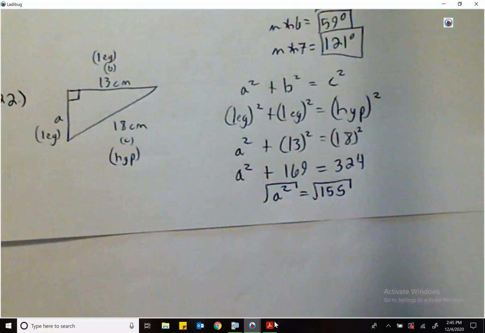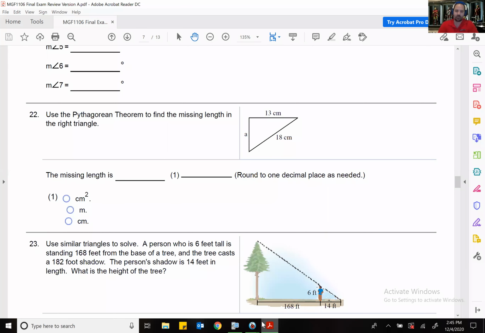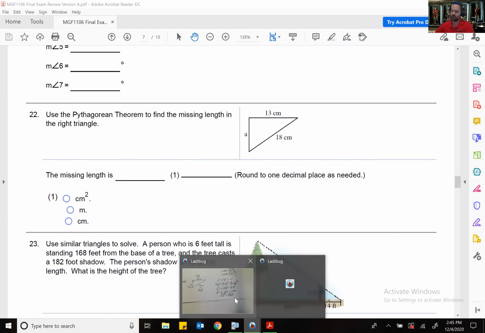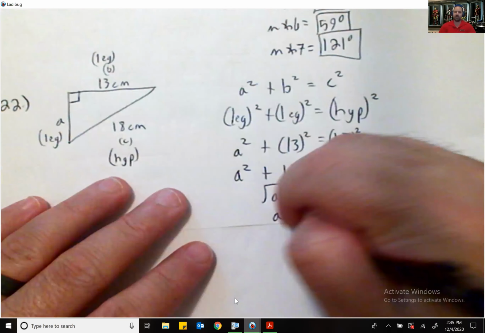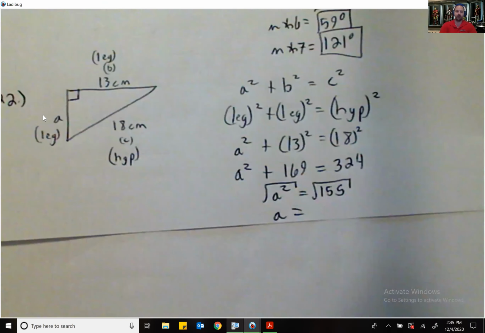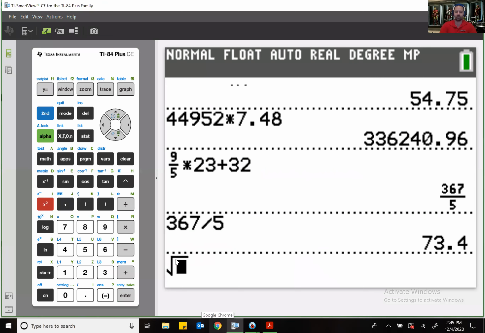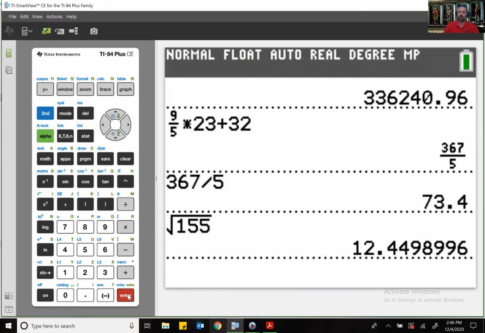There you go. And let's go back. It says round to 1 decimal place. Cool. So A will equal, we'll go to our calculator, second x squared to get our square root, 155. Round to 1 decimal place. What is that? 12.4. 12.4, and it will be centimeters as our label. Perfect.